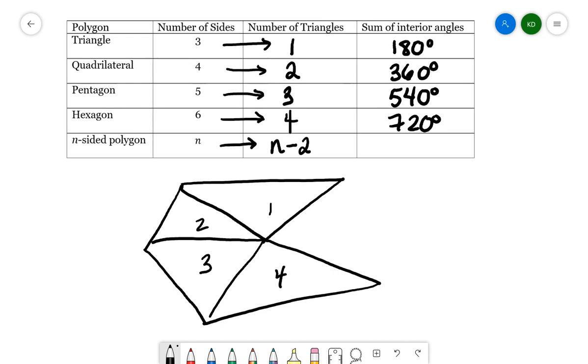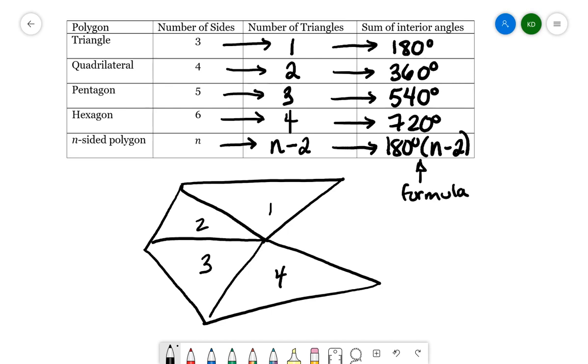Next, what we want to look for is the relationship between this column and this column. How do I get from 1 to 180, 2 to 360, 3 to 540, 4 to 720? Well, I was looking at how many triangles were created and multiplying that by 180, because I already knew there were 180 degrees in every triangle. So what I'm going to do is take 180 degrees and multiply it by n minus 2. This is going to be our formula.